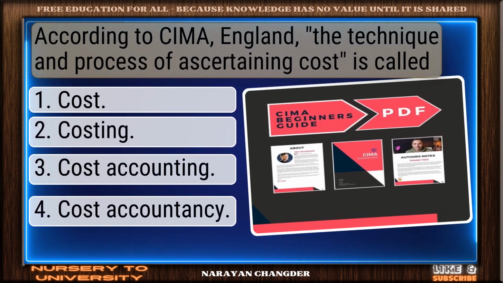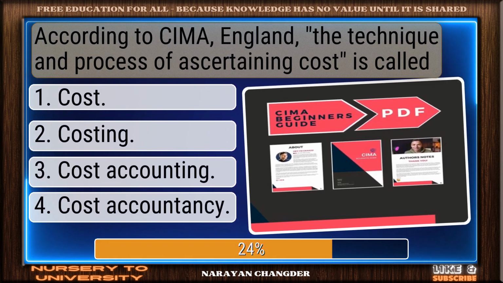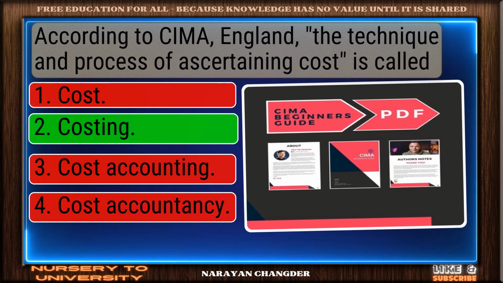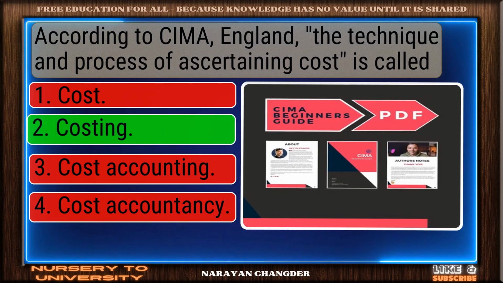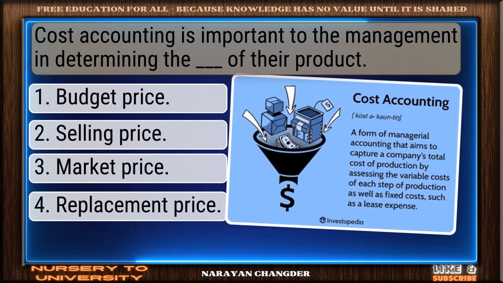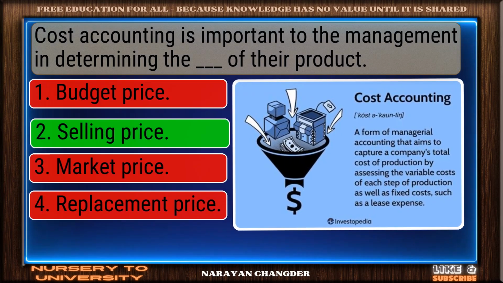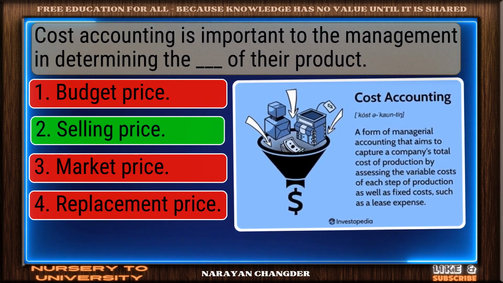According to CIMA England, the technique and process of ascertaining cost is called. Well done. Costing is right. Cost accounting is important to the management in determining the dash of their product. You chose selling price. Correct.